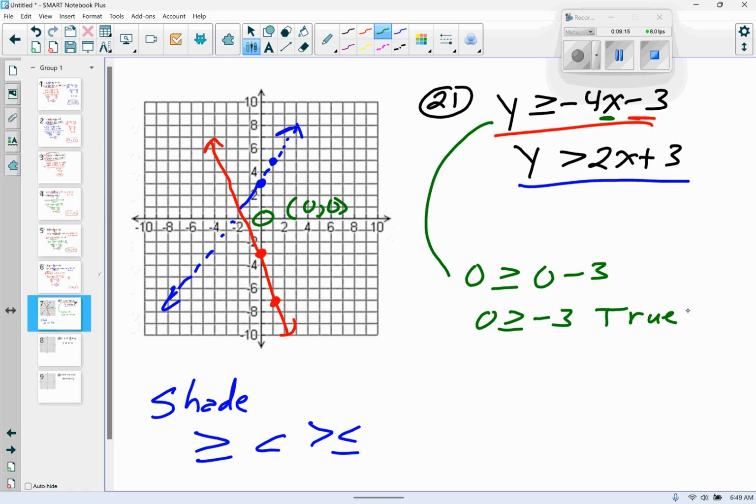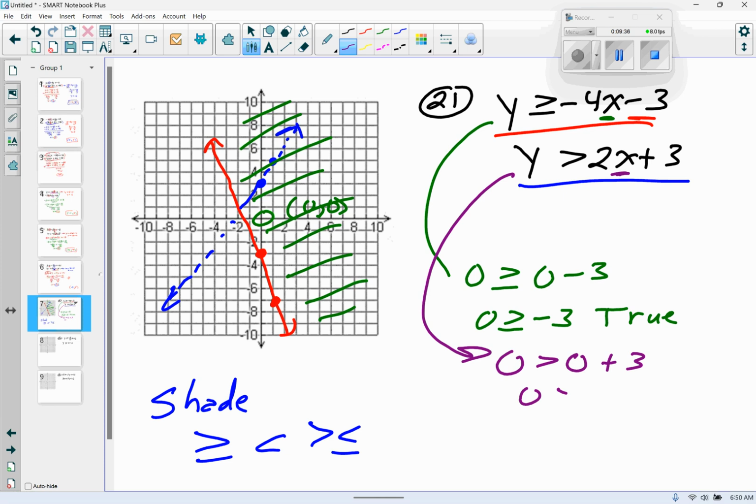So that means for the red one, we're going to shade real lightly over here. So let's figure out the exact region that's going to work. We'll do this one. We're going to plug 0, 0 in here. So I get 0 is greater than 2 times 0, which is 0, is 0 greater than 3. Well, that's false. So that means I'm going to shade the other side of the blue, which is over here. And you see the crisscross? This region right here, that's our region we need to shade.